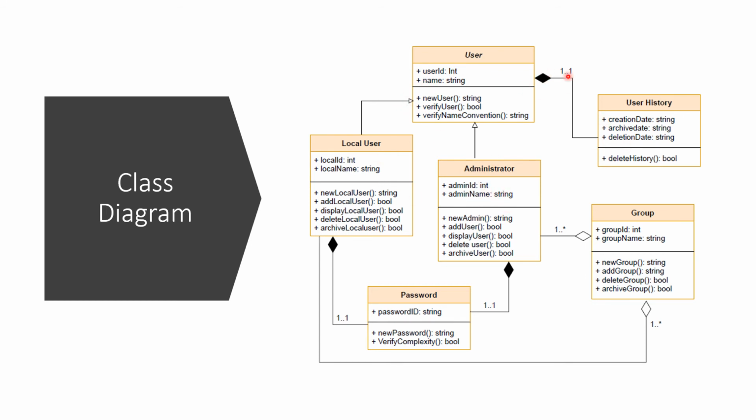And then we have a composition arrow here going to the user history, just showing that user history cannot exist without a user. The same here, we have composition arrows going to the password, just showing that a password cannot exist without a user. Finally, we have the aggregation arrow here going to the group, just showing that a user, either a local user or an administrator, can belong to a group or more groups.